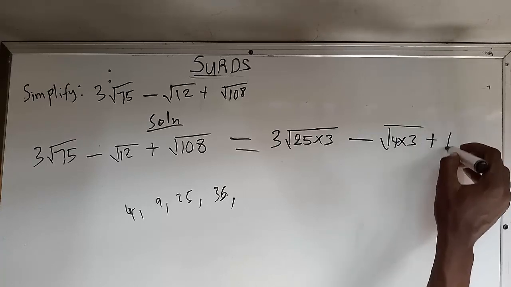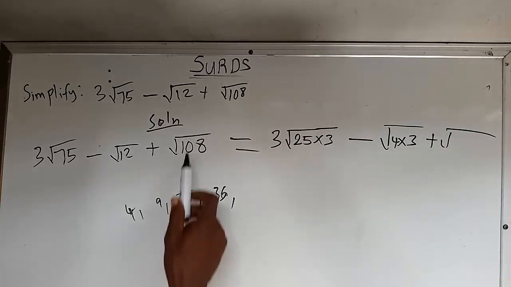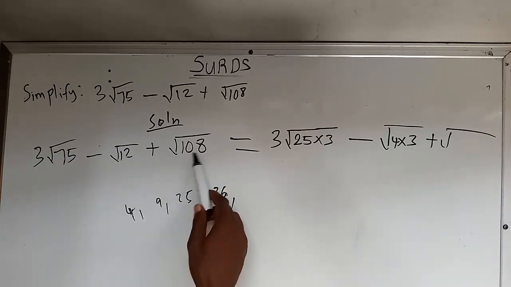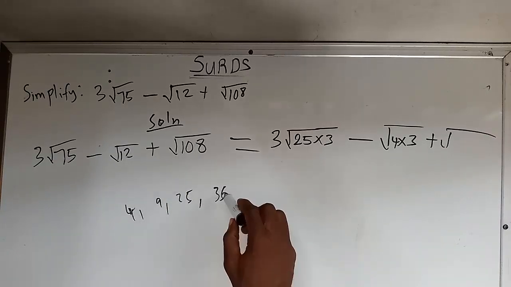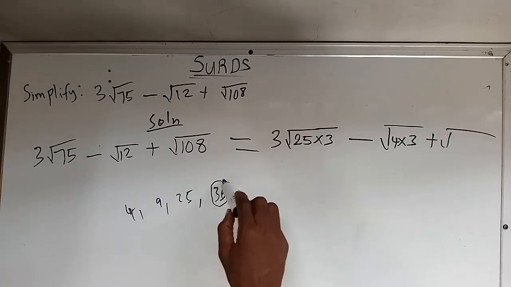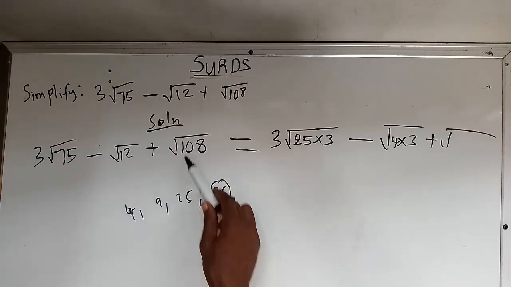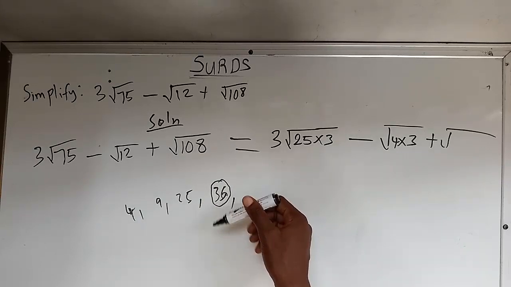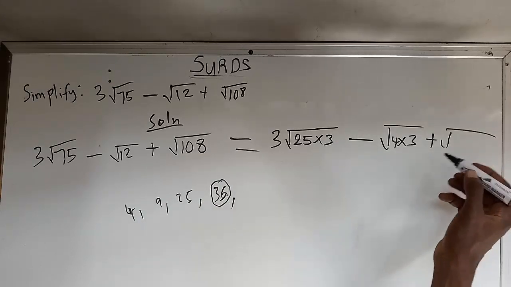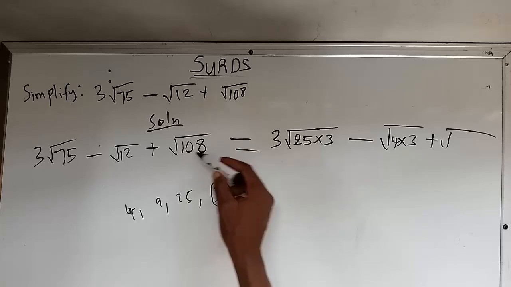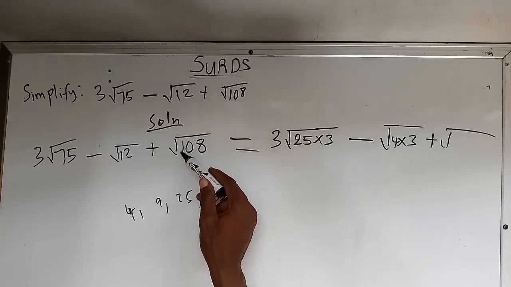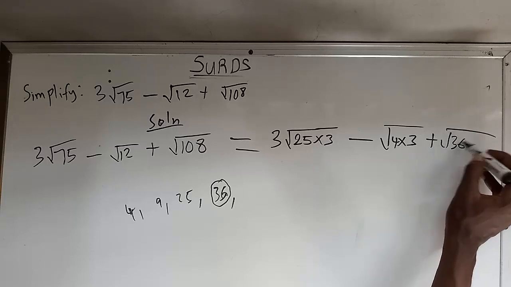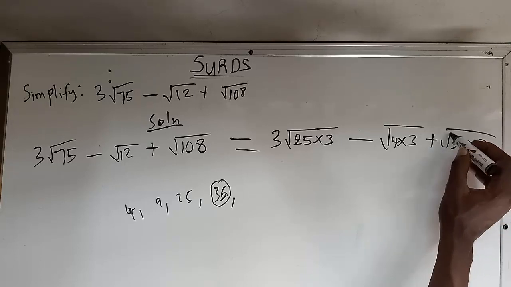Then plus, you can divide this by 4, by 9. You can divide this by 9, but there's a bigger perfect square hiding here, which is 36. So we divide 108 by 36, and that will give us 36 times 3.